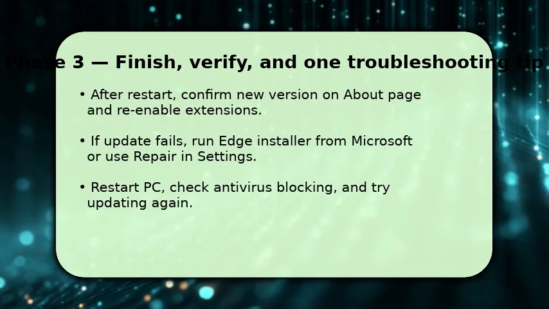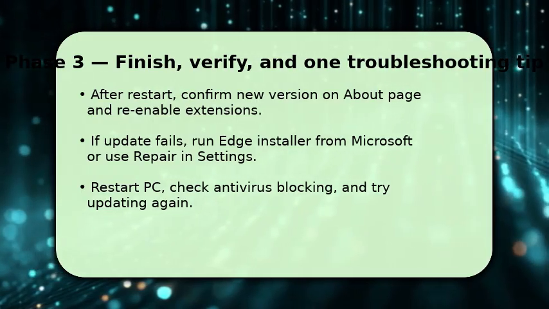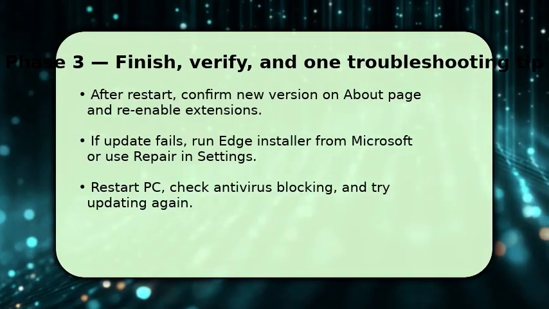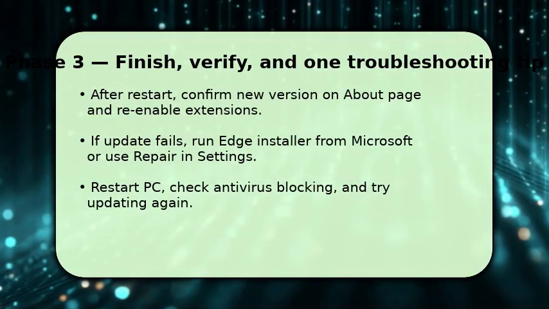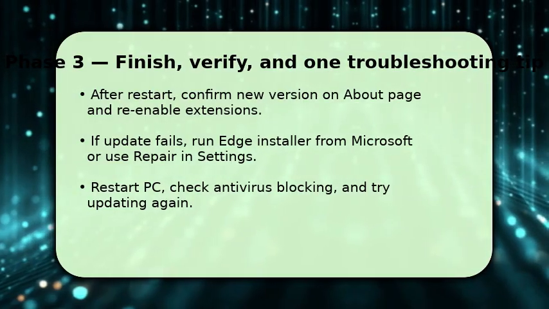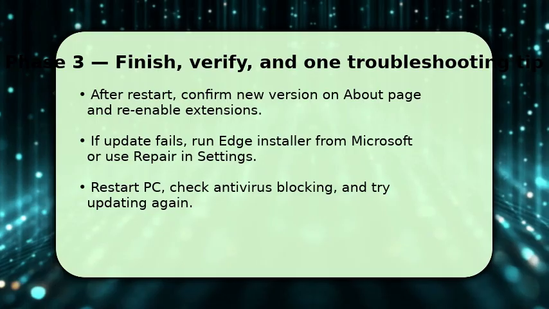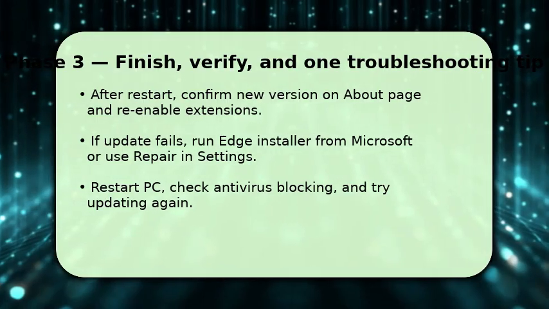If the update fails, use Settings, Apps, Microsoft Edge, Modify to run repair, or run the standalone installer to overwrite a faulty installation. That is the primary troubleshooting step. If problems persist, restart your PC, temporarily disable antivirus, then repeat the update. That often resolves blocked installers.